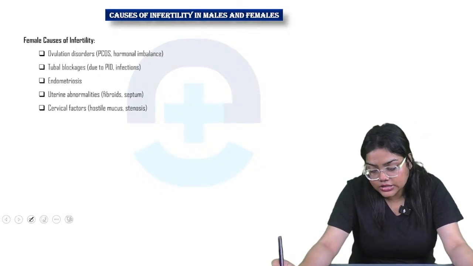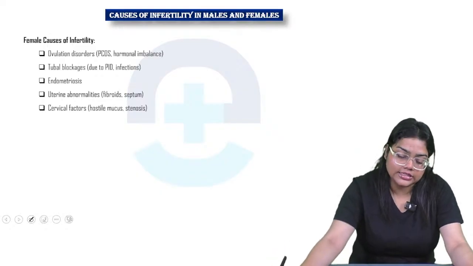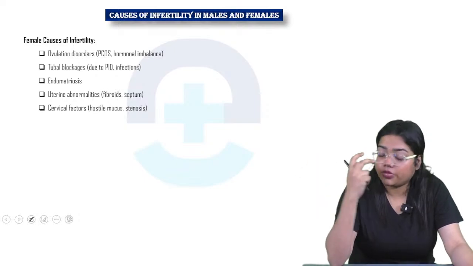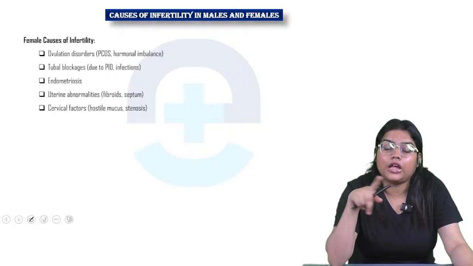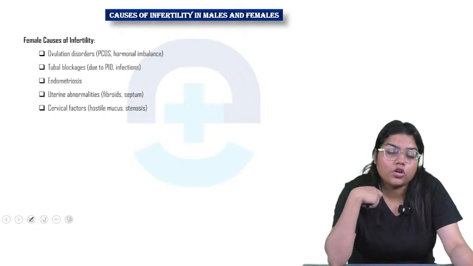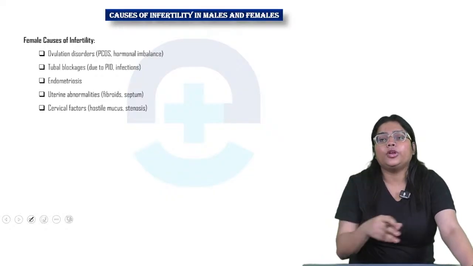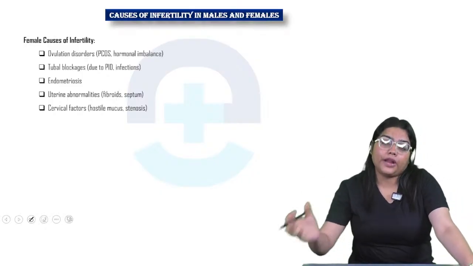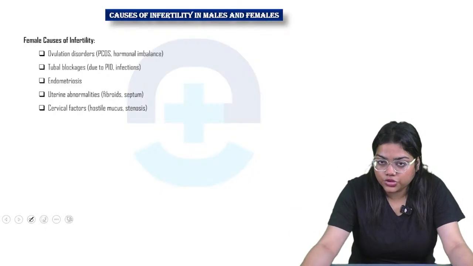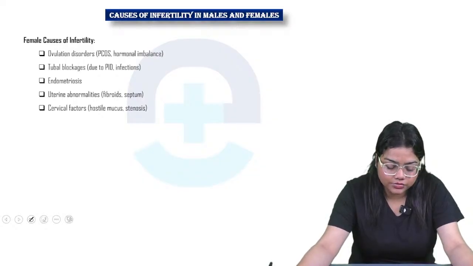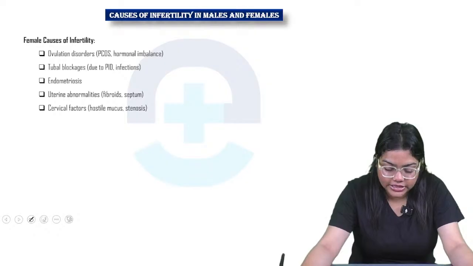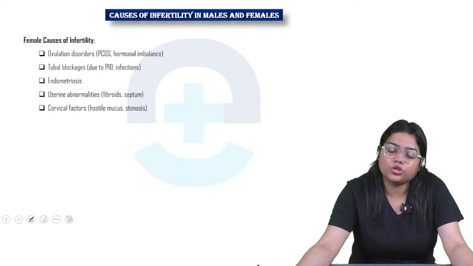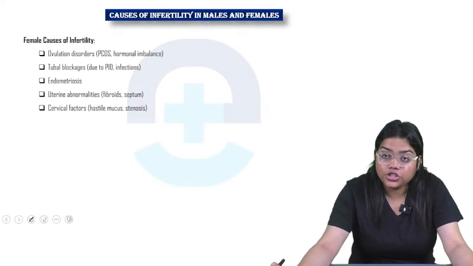Tubal blockage is actually a big problem, and it is sometimes life threatening. When the fallopian tube is blocked, the ovum will not be able to pass through it, and if it does not reach the uterus, there will be no invasion of the zygote and no fetus, so the mother will not be able to get pregnant. This is a very huge cause, and it can happen due to PID and infection. Sometimes if that blockage bursts, the woman can die. So it is a very huge problem.